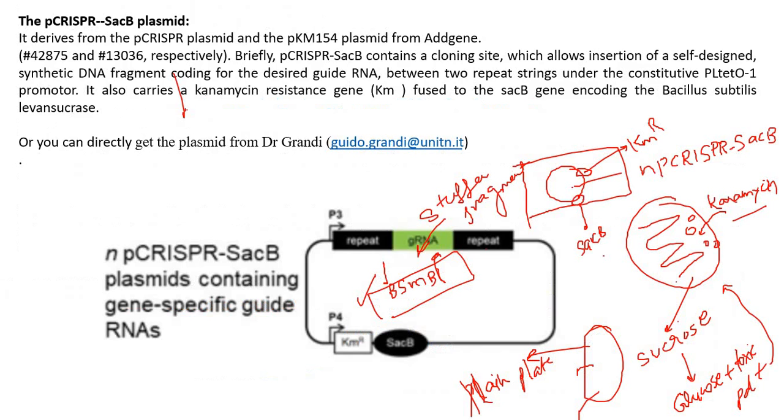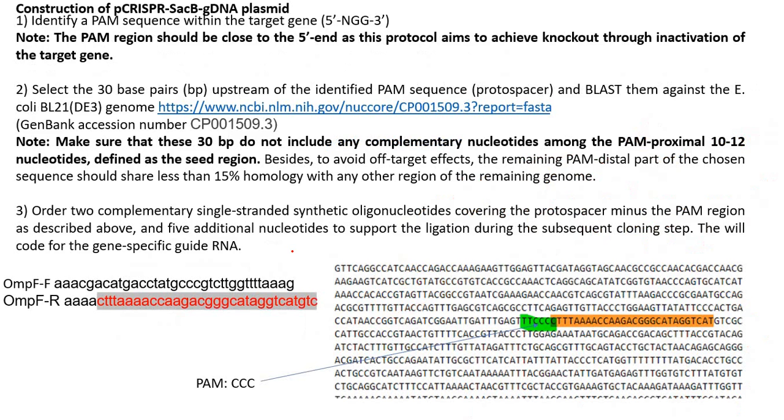So now, as I said before, this has the stuffer fragment, it does not have your guide RNA. So now you have to insert the guide RNA in this plasmid. And as I said, this plasmid has the BsmBI restriction sites. So by doing the restriction digestion, you can incorporate your guide RNA in this plasmid. So now you have to convert this P-CRISPR SACB plasmid to the P-CRISPR SACB gRNA plasmid. And how can you do that?